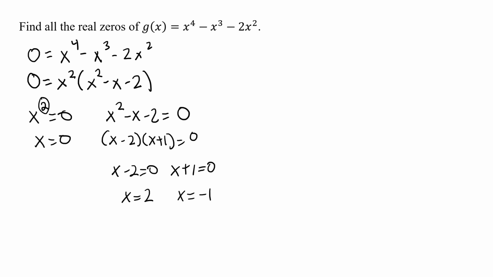So these both have a multiplicity of 1. And they're all real numbers. So the zeros for this function are negative 1, 0 with a multiplicity of 2, and positive 2.